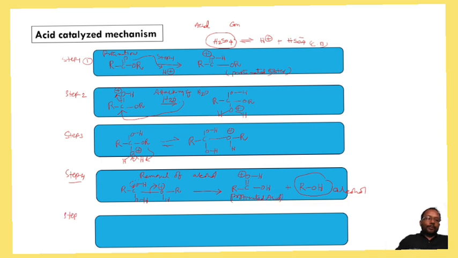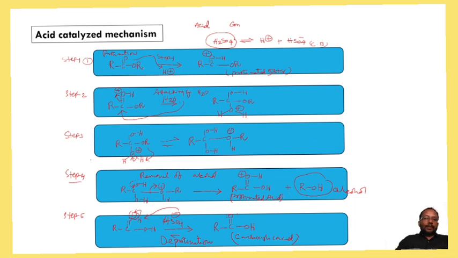Finally, step 5, the protonated acid RC double bond O plus OH. In the final step, the deprotonation step, HSO4 minus takes up the proton from the protonated acid. Cleavage of the OH bond occurs, and the carbonyl oxygen retains its lone pair of electrons to form carboxylic acid. This is the simple mechanism of acid catalyzed hydrolysis of ester.